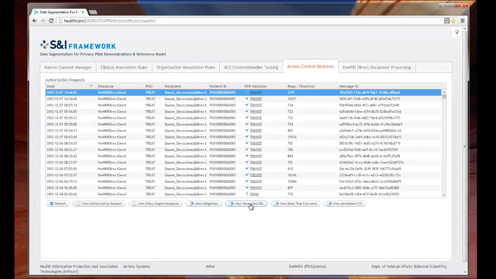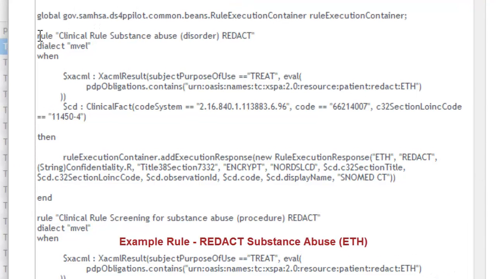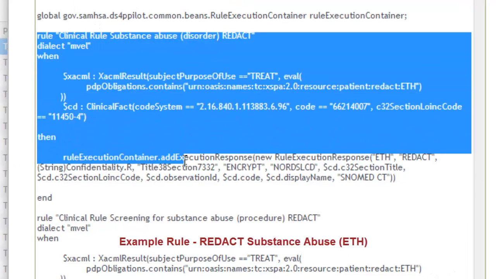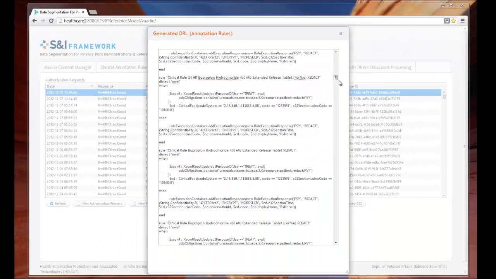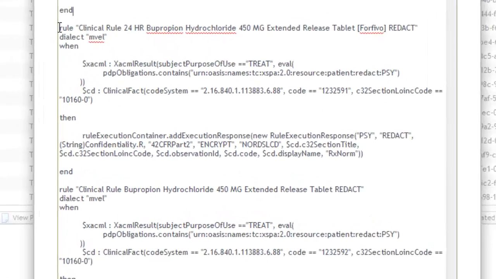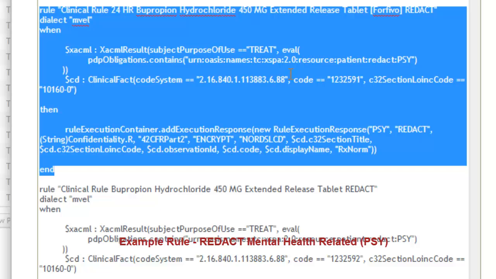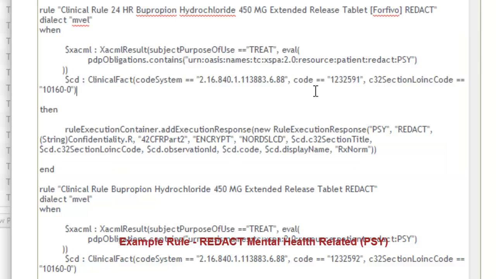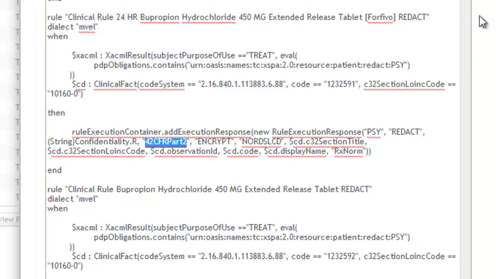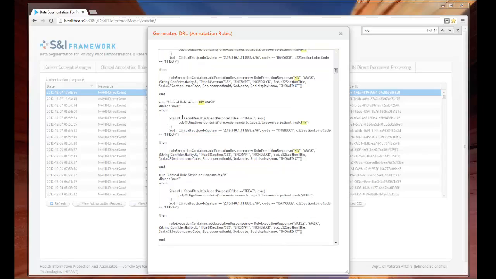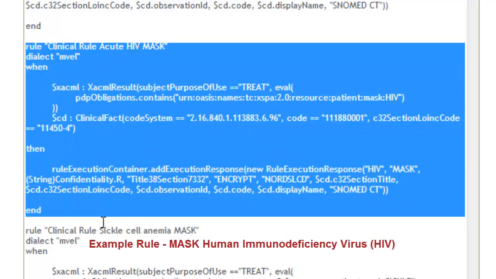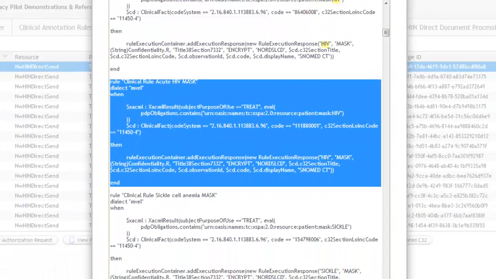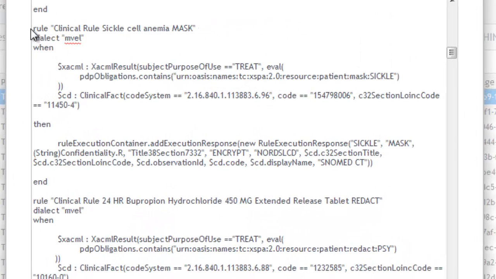Let's look at some of the rules that were generated that might affect transformation of our test patient's clinical summary. An example of a rule to redact substance abuse. The next example is a rule to redact an antidepressant for the treatment of a mental health related issue. Note that this rule identifies 42 CFR Part 2 as the constraining U.S. privacy law. Next, a rule for the masking of acute HIV. And our final example for the masking of sickle cell anemia.